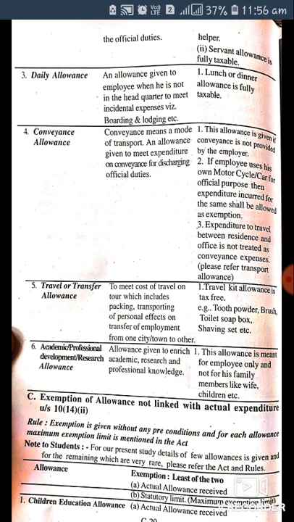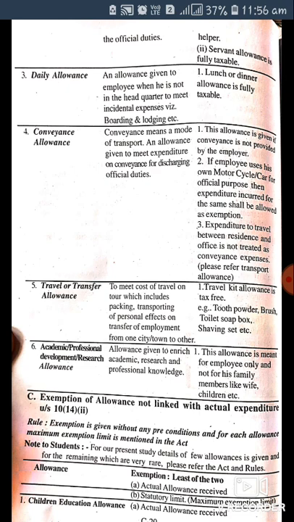If the employee uses his own motorcycle or car for official purpose, then the expenditure incurred for the same shall be allowed as exemption. Travel between residence and office is not treated as conveyance expenses. When it is treated as conveyance allowance, the employee must use his personal motor car or motorbike for official purpose, then he will get the exemption as allowance.